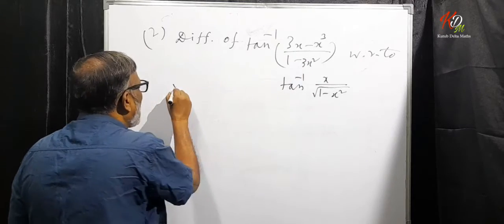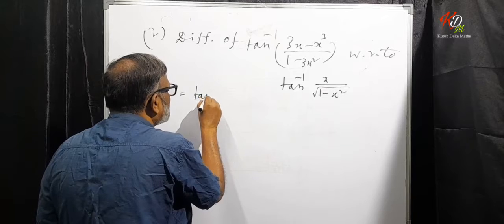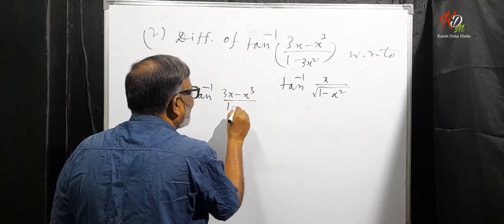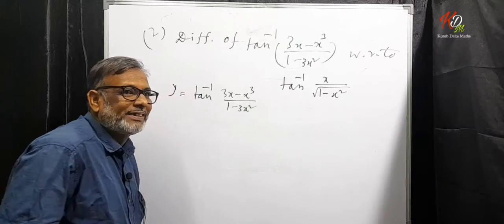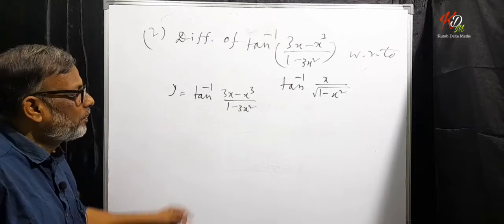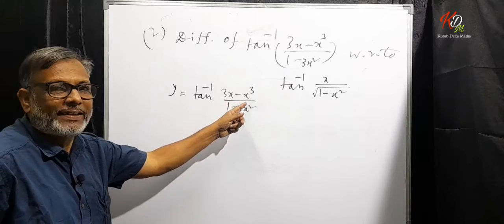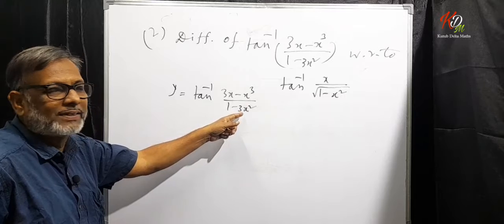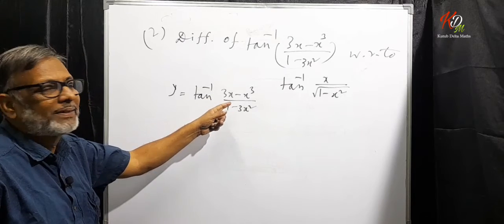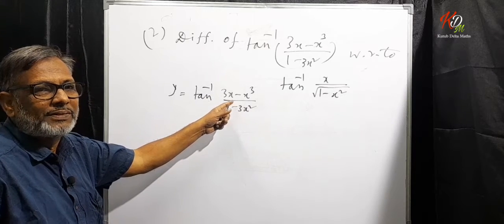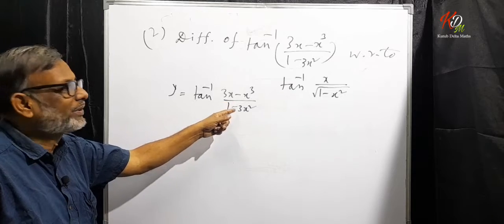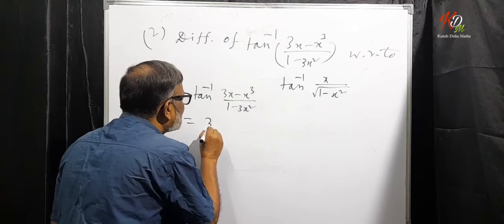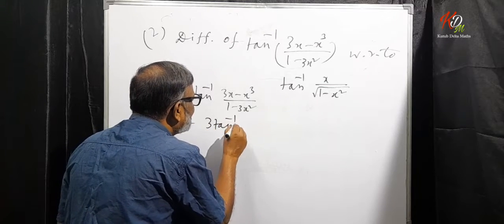Now let y equal to tan inverse of (3x minus x cube) by (1 minus 3x square). This is the formula. If you put x equal to tan theta, we get (3 tan theta minus tan cube theta) by (1 minus 3 tan square theta), that means tan inverse tan 3 theta. So 3 theta, so 3 tan inverse x. Directly, we put the direct formula 3 tan inverse x.